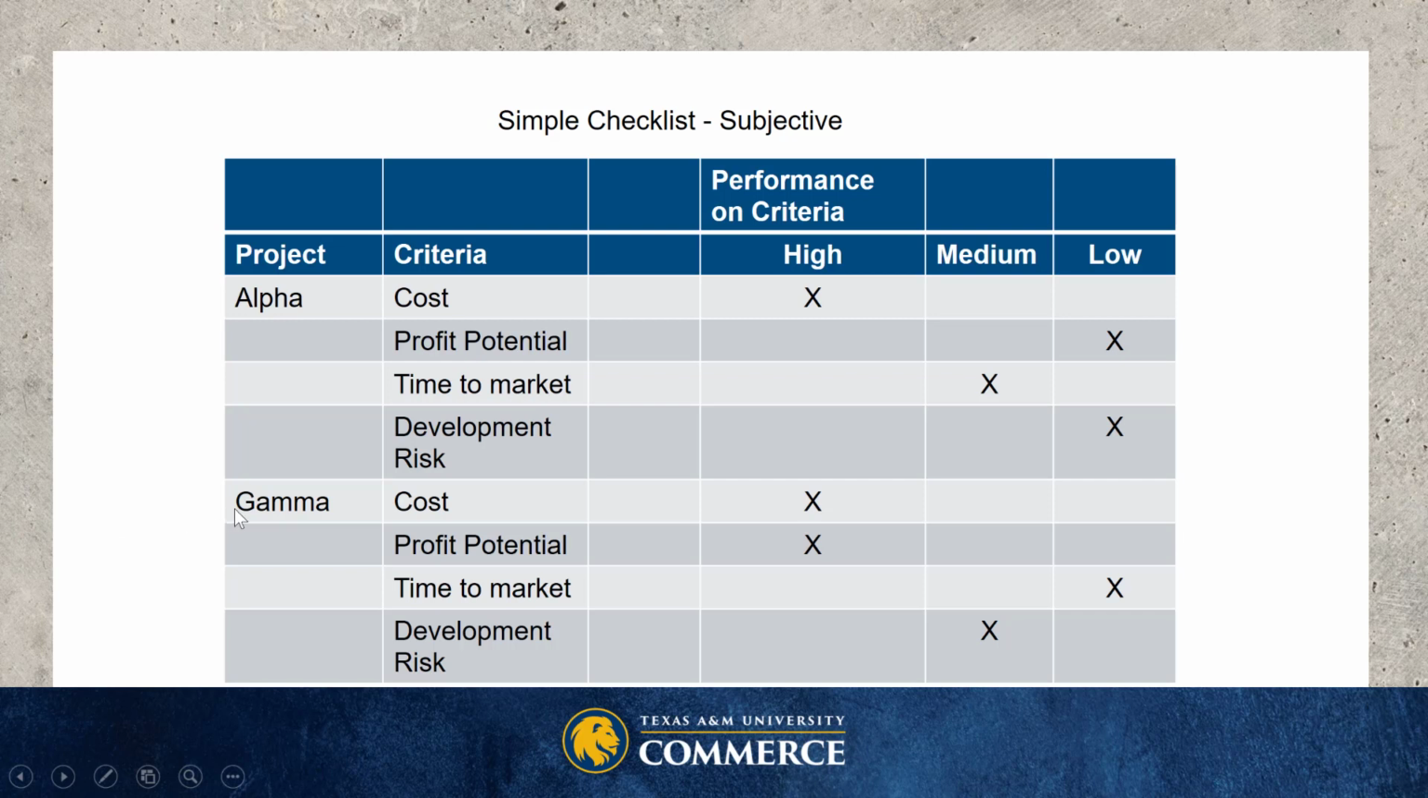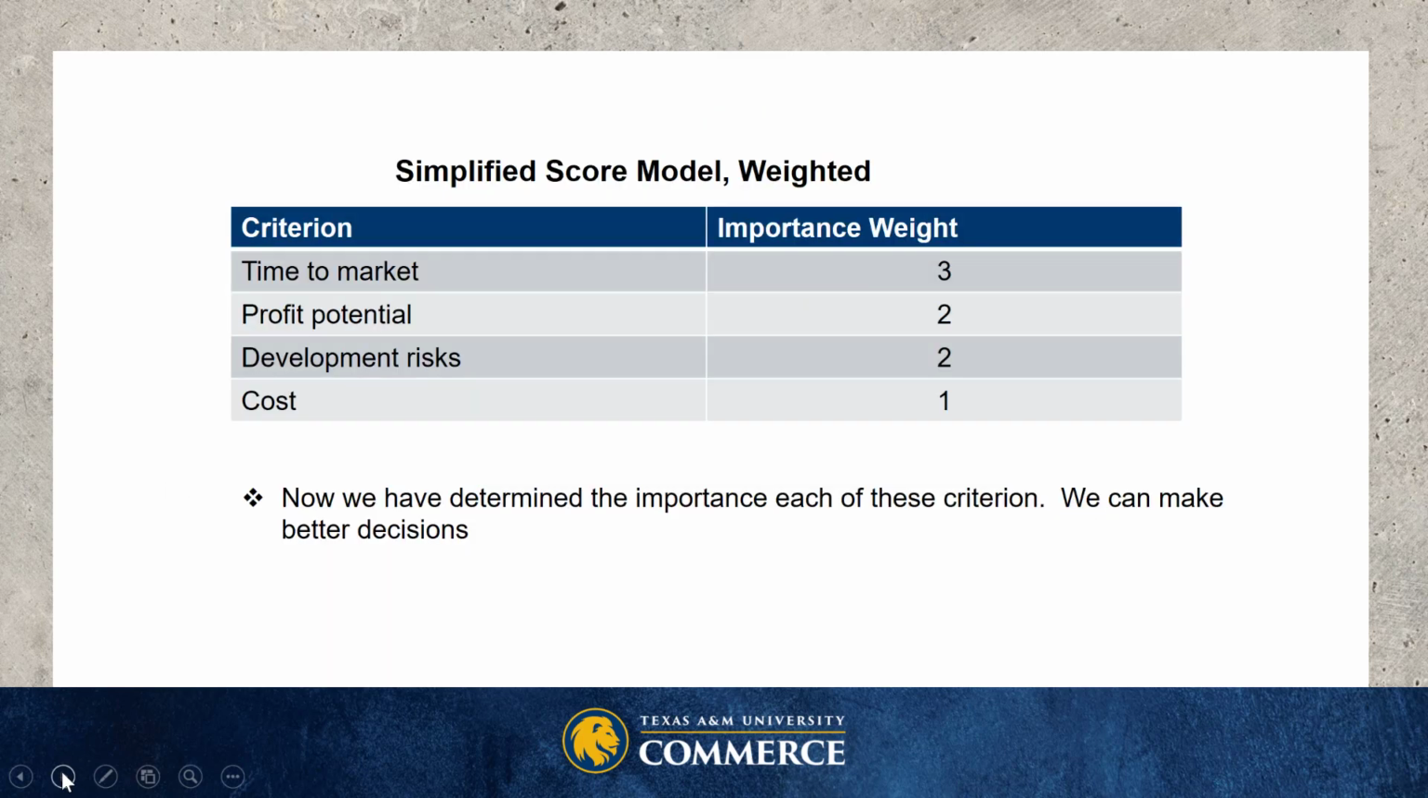In Project Gamma, however, we've got cost performance criteria is high. Profit potential is also high. Time to market is low impact, and development risk is medium. So looking at this, the performance on criteria for cost and profit potential makes the Gamma project more appropriate for our strategic goals. But that is all very subjective.